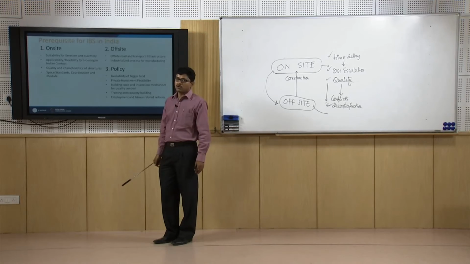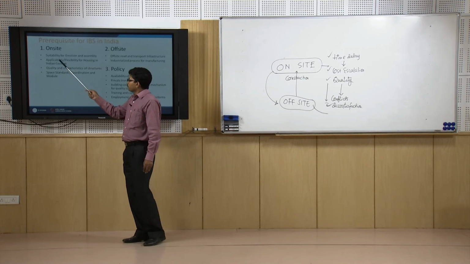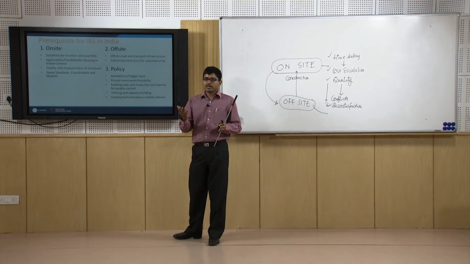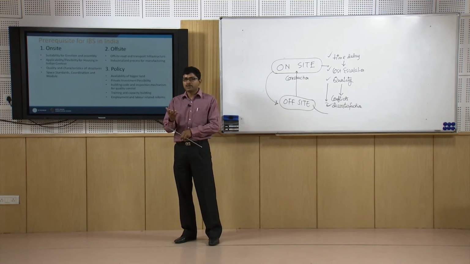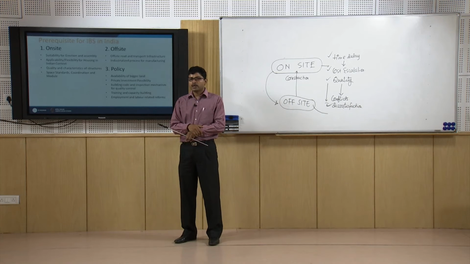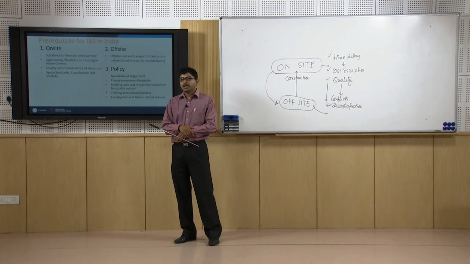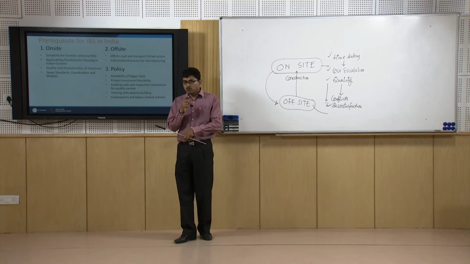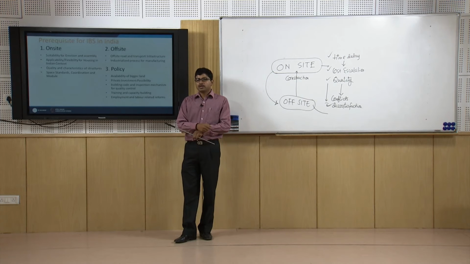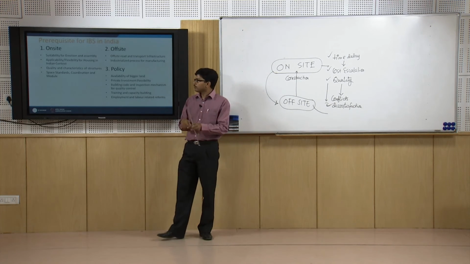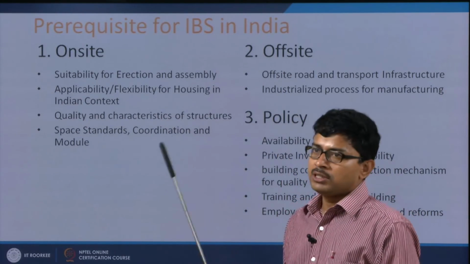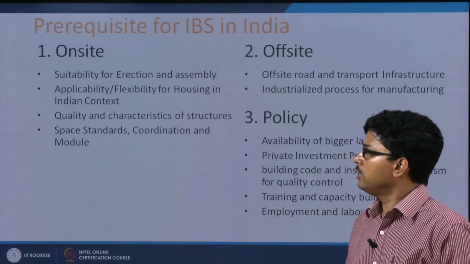And then we come to the on-site requirement, the suitability for the erection and the assembly. A place in a hilly region like Uttarakhand and a place in a plain region like, say, MP or UP may be different geographically and topographically. So, a particular typology of housing or technology may not be suitable in plain land which is suitable in hilly land. So, based on the type of the plot and the type of the context, the selection of the technology is very crucial, which is dependent on the site.